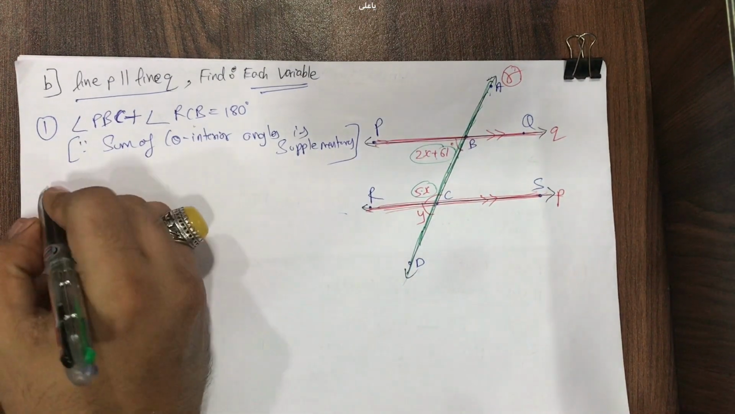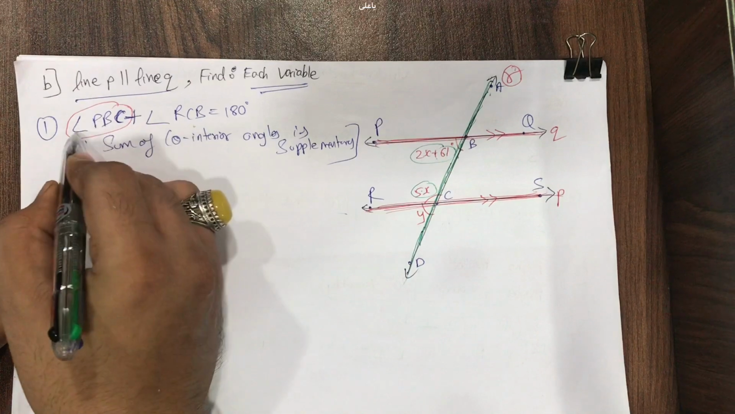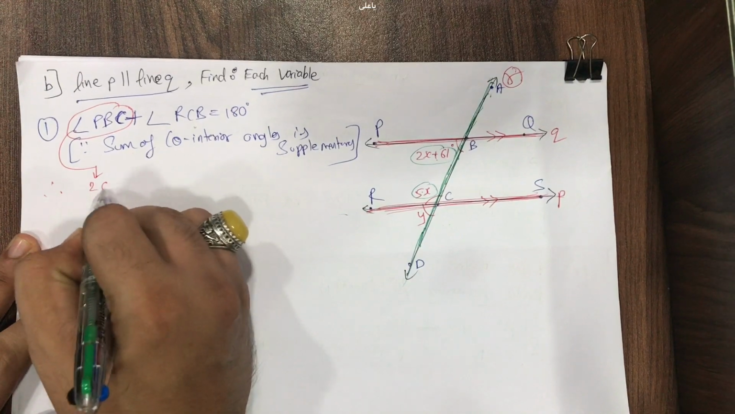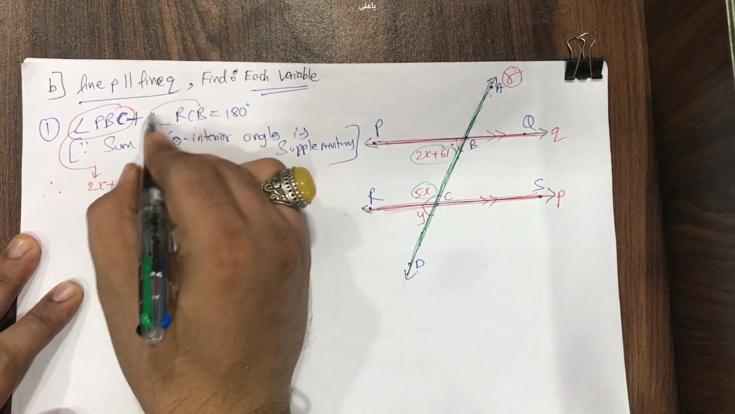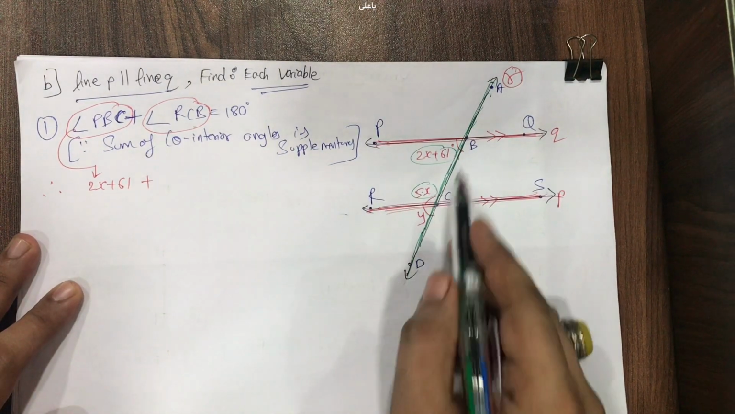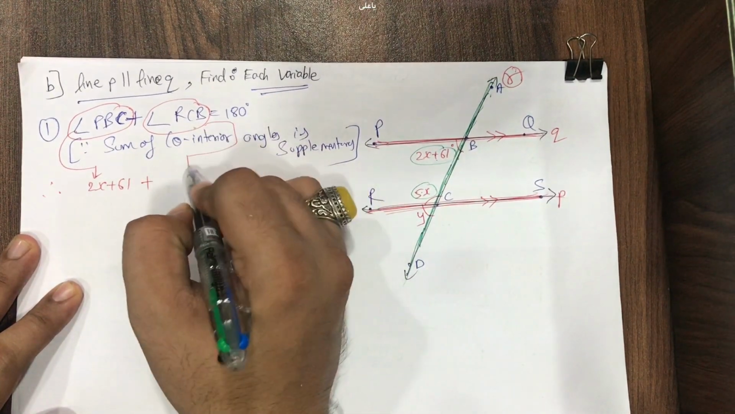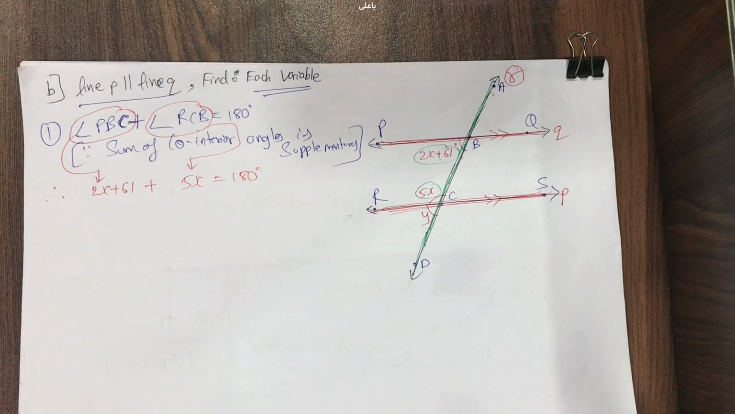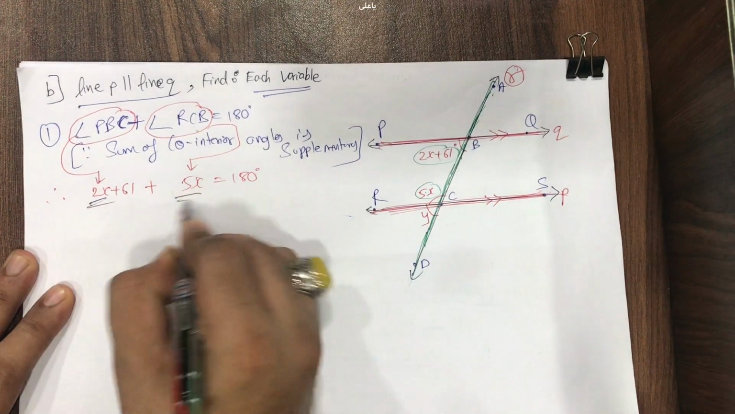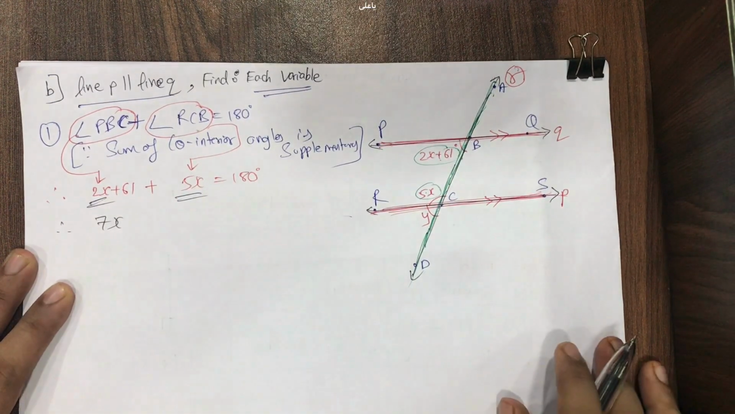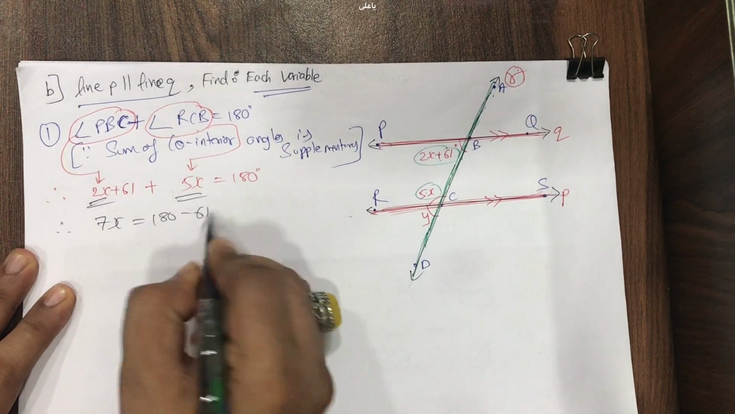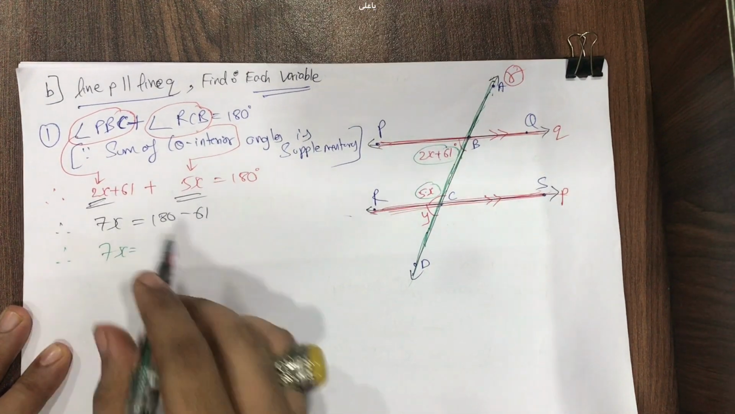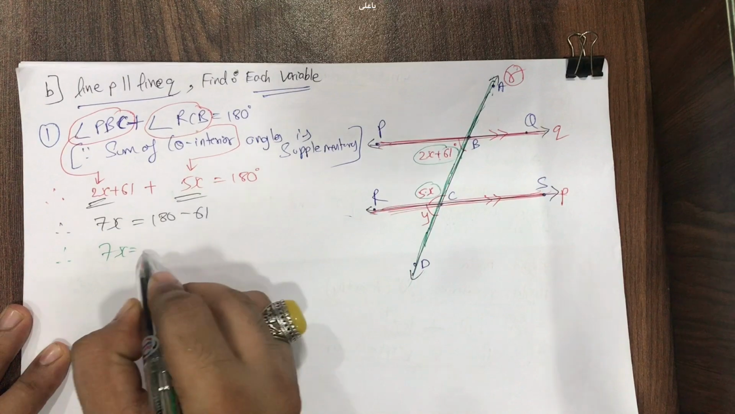Okay, so can you tell me the measure of angle PBC? PBC is 2x plus 61. So 2x plus 61 plus, can you all please tell me the value of angle RCB? RCB is 5x. So 2x plus 61 plus 5x is equal to 180 degree. Now this will be 2x plus 5x, therefore 7x. 7x is equal to 180 minus 61. Plus 61 goes there, so it becomes minus 61. So 7x will be 180 minus 61, and 180 minus 61 is 119.